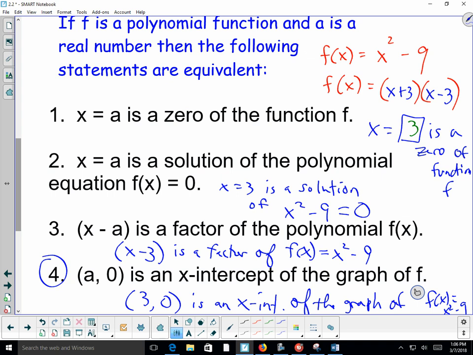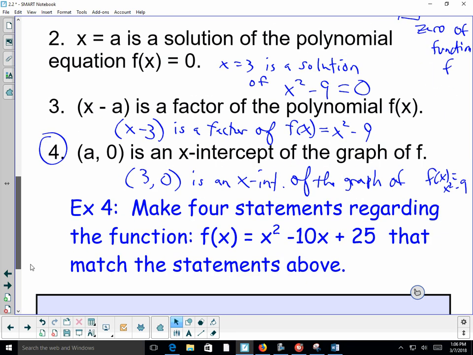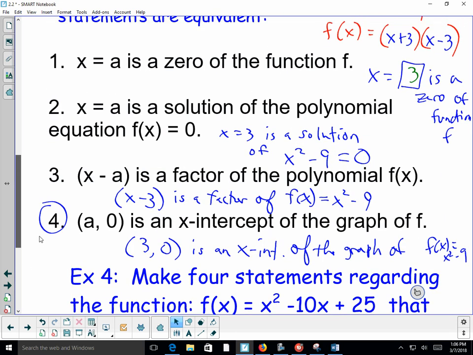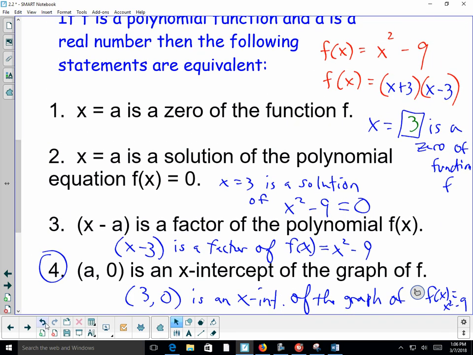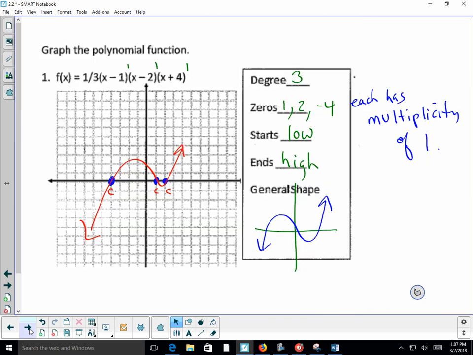All right. So we don't need to do that. We just did an example like that.